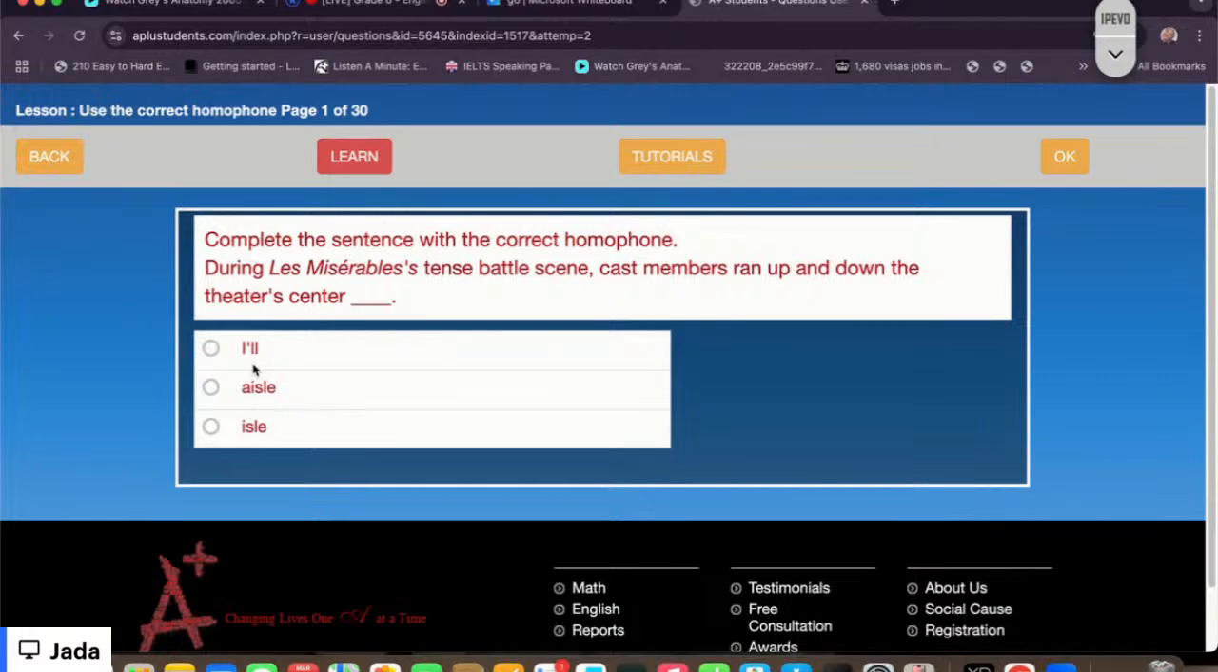During Les Miserables' tense battle scene, cast members ran up and down the theater center. So is it aisle? Which of them? Is it the first, second, or third?